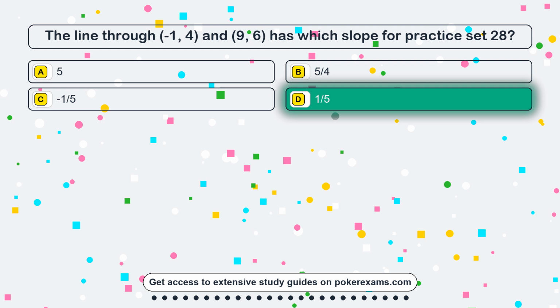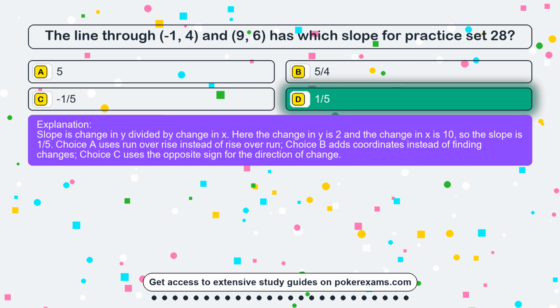The correct answer is option D, 1/5. Slope is change in y divided by change in x. Here the change in y is 2 and the change in x is 10, so the slope is 1/5. Choice A uses run over rise instead of rise over run, choice B adds coordinates instead of finding changes, choice C uses the opposite sign for the direction of change.